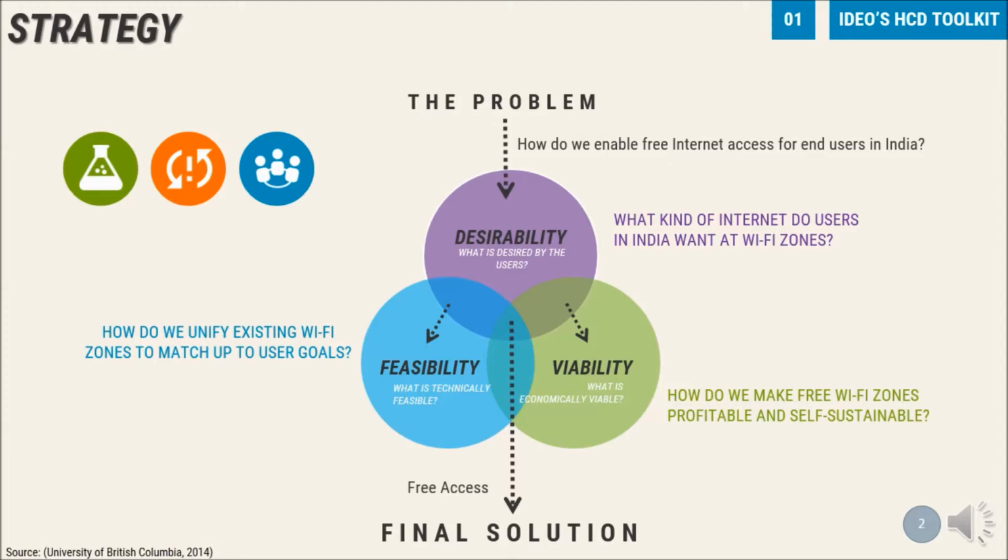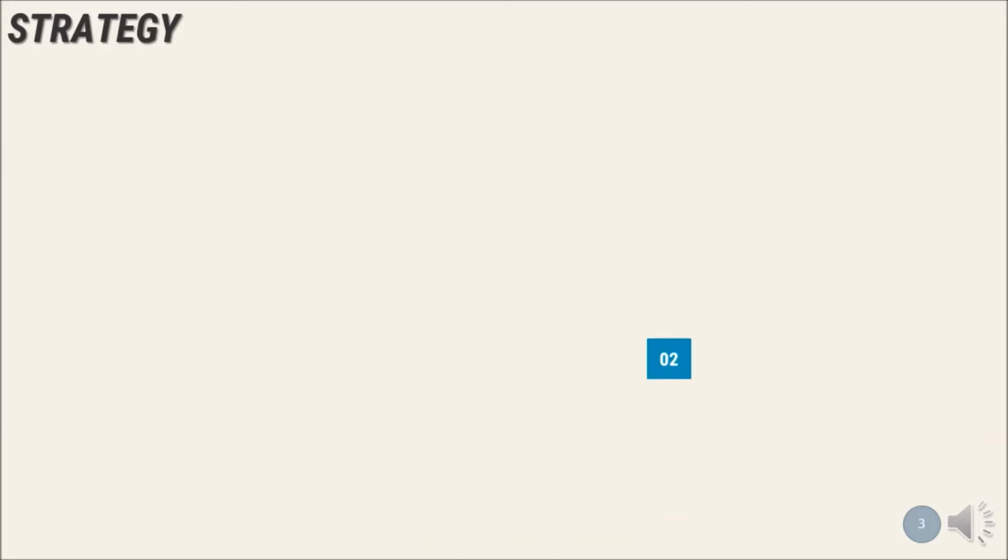To find the answer systematically, I chose IDEO's HCD toolkit. With India's complicated context, it's not always possible to find the perfect solution. IDEO suggests that in such places we use an approach that is desirable by the users, feasible technically, and viable economically. For the participatory design community to move forward towards their final solution, we adopted the double diamond design process as recommended in IDEO's toolkit for problem solving.